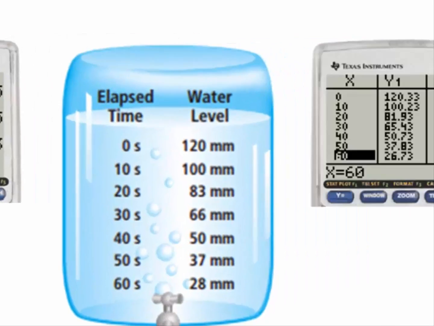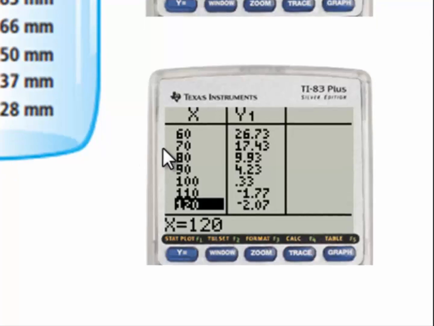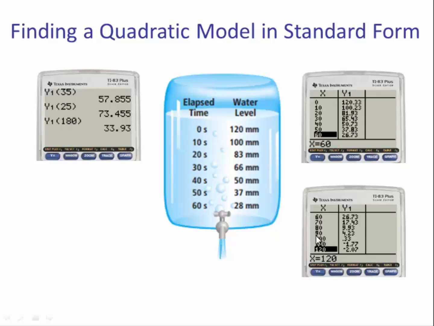So if we use our table feature, and I'm counting by tens, we see, according to the model, when we get 60 seconds, we have about 27 millimeters. And if we keep going, we can see after 100 seconds, the container is empty because we are getting negative numbers. The water has already been drained after 100 seconds. So we have a model breakdown.